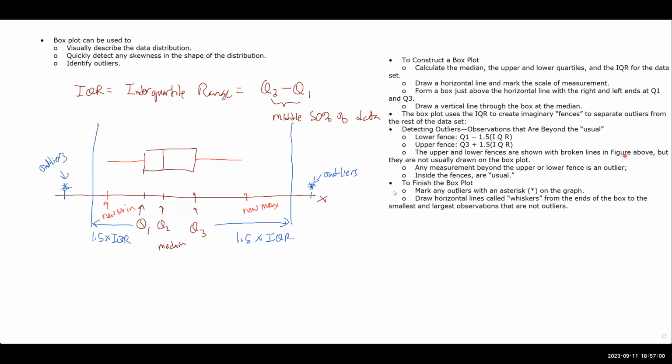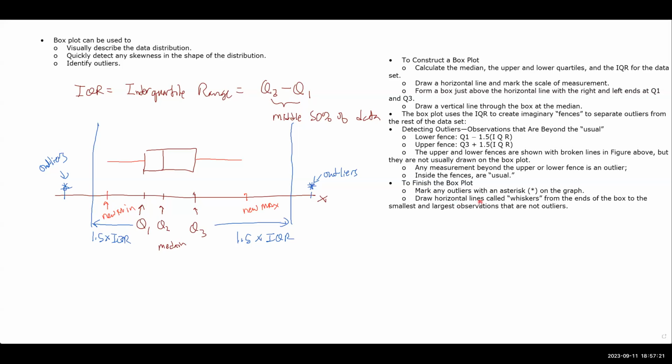The fences are shown with broken lines. I use solid lines, whatever. I'm not going to mark off points for that if you did it. Any measurements beyond the upper and lower fence are considered outliers. We mark them with an asterisk.